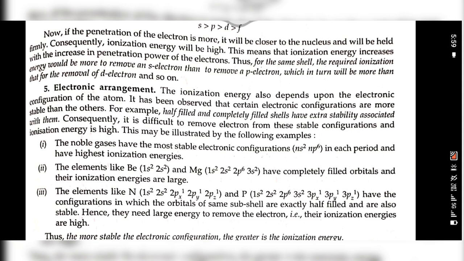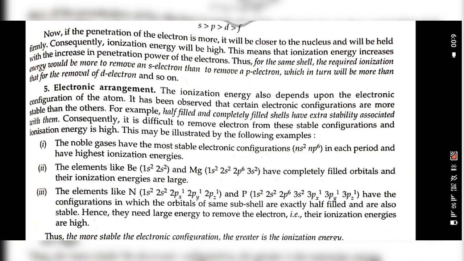Half-filled and completely filled shells have extra stability associated with them. Consequently, it is difficult to remove an electron from these stable configurations and ionization energy is high. This may be illustrated by some examples. The noble gases have the most stable configuration in each period and have highest ionization energy.